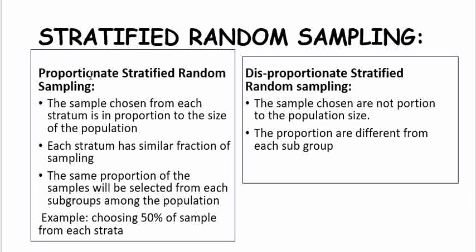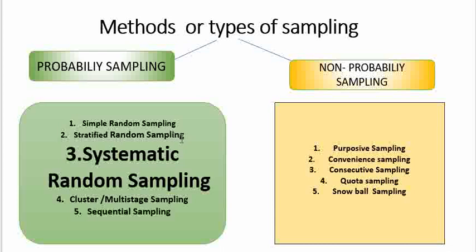So these are strata, and then proportionate and disproportionate stratified random sampling. Next technique is systematic random sampling.